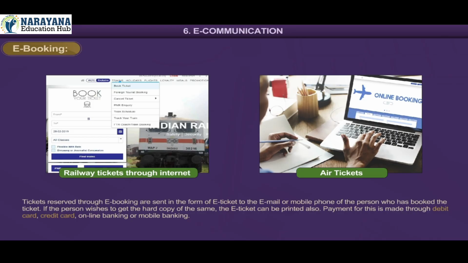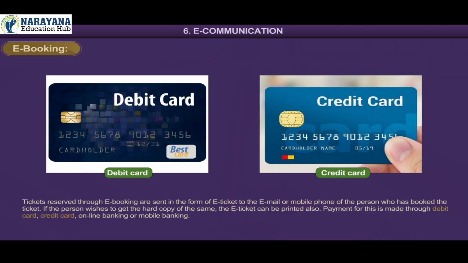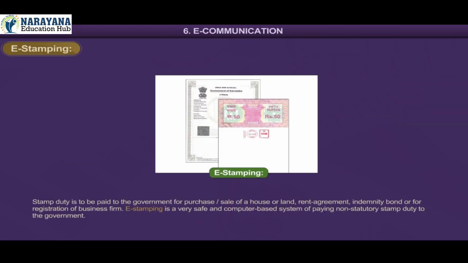E-stamping. Stamp duty is to be paid to the government for purchase or sale of a house or land, rent agreement, indemnity bond, or for registration of a business firm. E-stamping is a very safe and computer-based system of paying non-judicial stamp duty to the government.